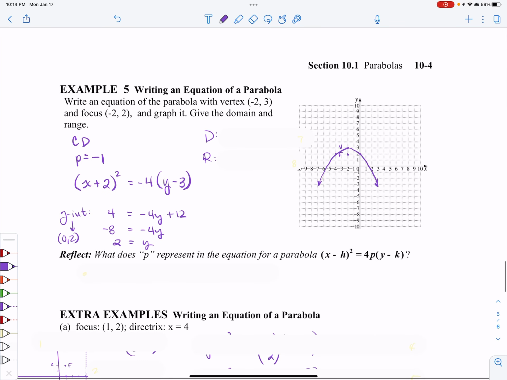And then the last thing I'm supposed to do is give the domain and range. The domain is going to be all real numbers, and the range will be from negative infinity up to 3, including that 3.